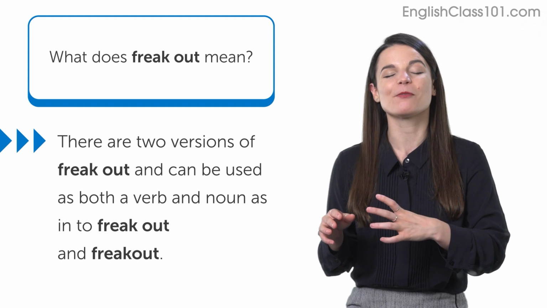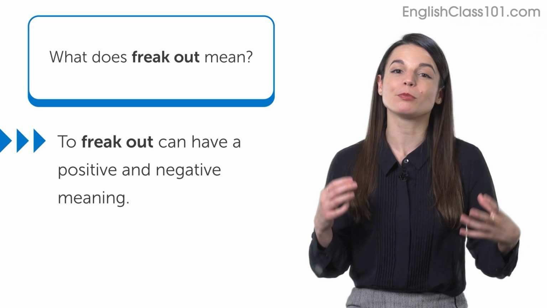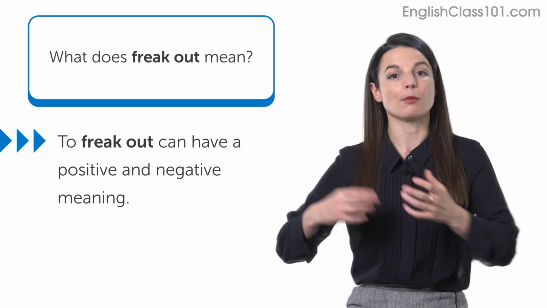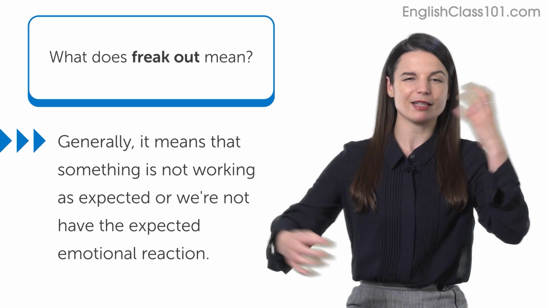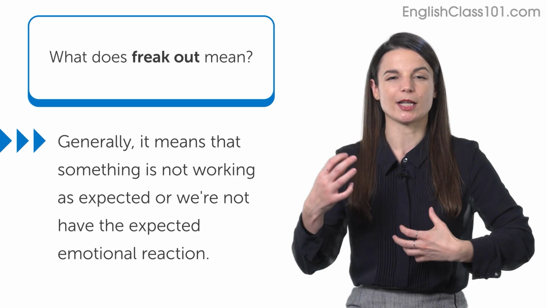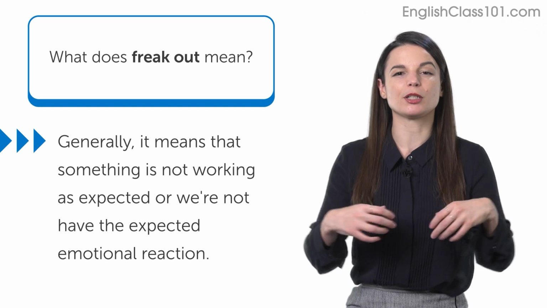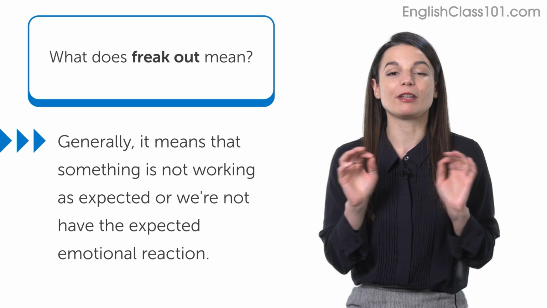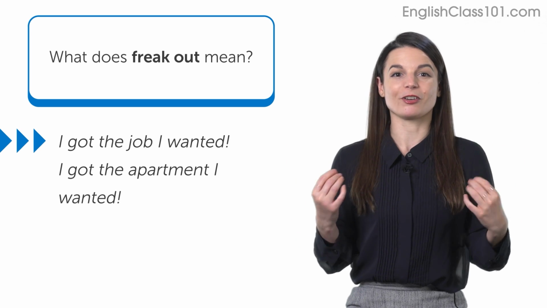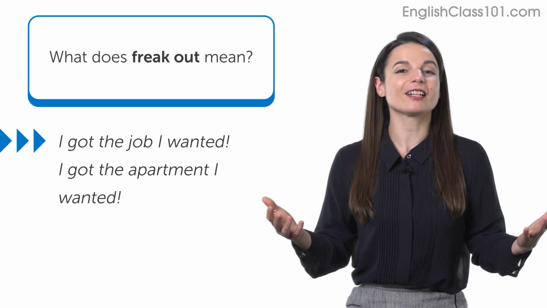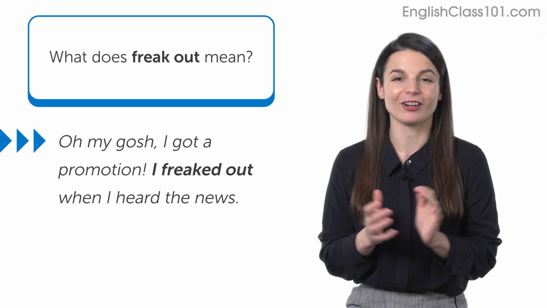So let's talk about the verb form of this first. To freak out can have a couple different meanings. We can use it in a positive sense, and we can use it in a negative sense. Generally, it means that something is not working as expected, or we're not having the emotional reaction expected. Something is a little bit crazy. So for example, if we get really, really great news, like I got the job I wanted, or I got the apartment I wanted, I might express that by saying, oh my gosh, I got a promotion. I freaked out when I heard the news.